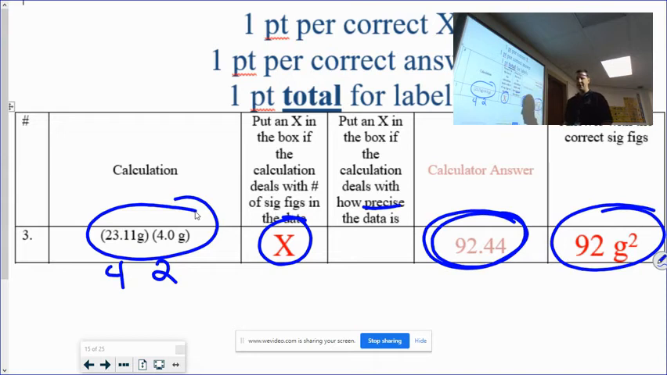Again, make sure you're pausing the video, trying the problems first, and then play the video to see if you did it correctly.